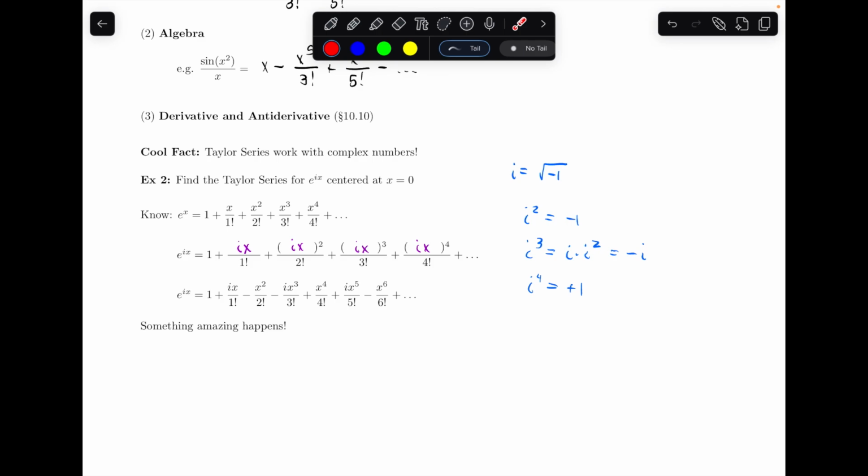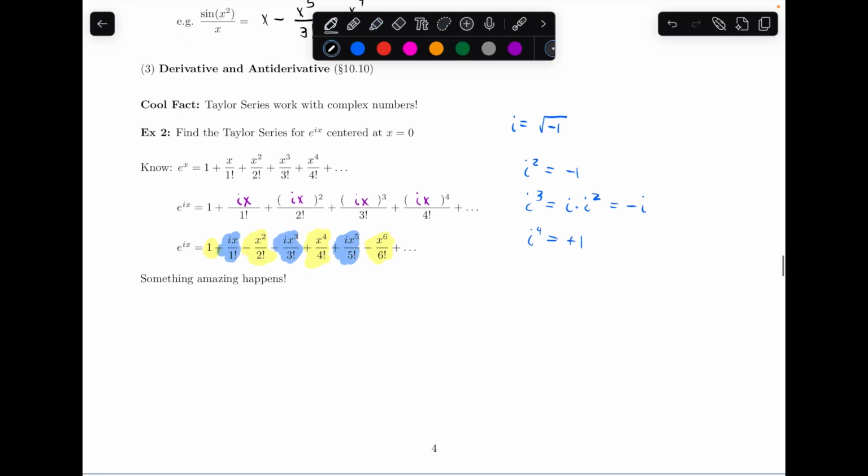One of the things I notice is that some of the terms have i's, and some of them don't. I'm going to highlight each set. All the real terms, the ones that don't have any i's, are these even power terms. And the ones that have i's are these odd power terms. If I rearrange this and separate the even power terms from the odd power terms, for the even power terms I'll get 1 minus x squared over 2 factorial plus x to the 4 over 4 factorial minus x to the 6 over 6 factorial. After that, it would have been a plus dot, dot, dot, because they're alternating.